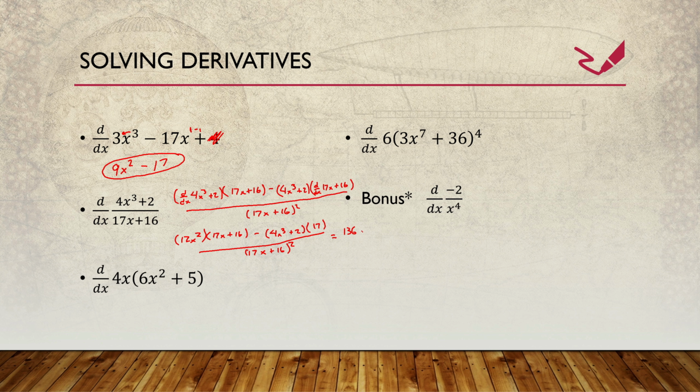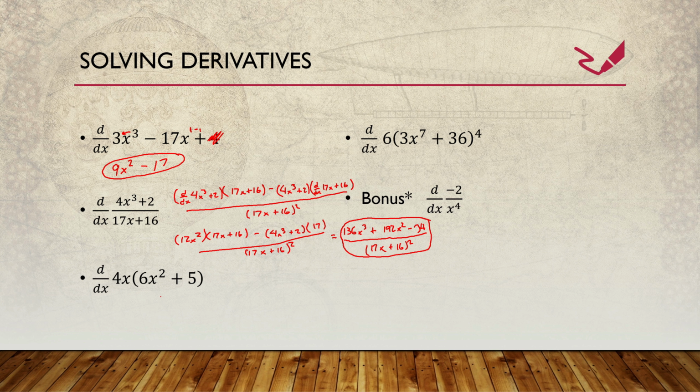So then if you were to simplify this all, you would then have 136x cubed plus 192x squared minus 34, all over 17x plus 16 squared. And that would be your final answer for the second one.